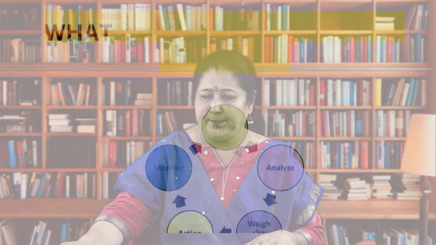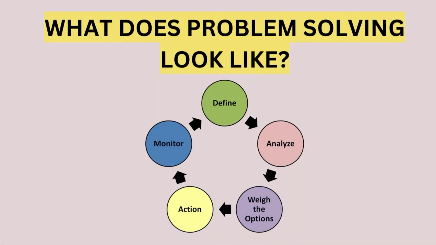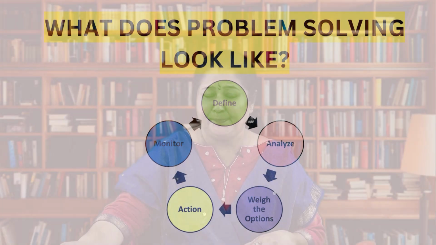What does problem solving look like? If you see this figure, you find that there are some steps in problem solving: first, defining it, analyzing it, weighing the options, coming to action, and the last part is monitoring.